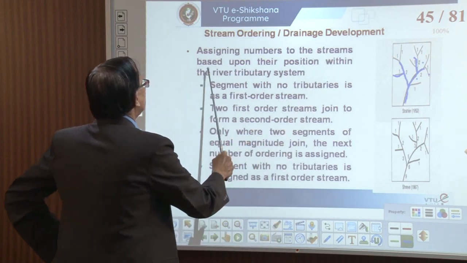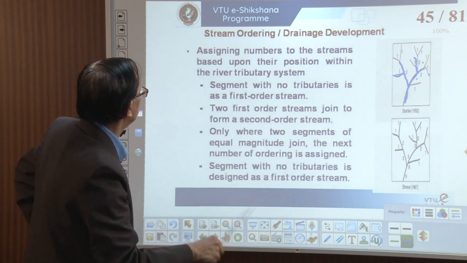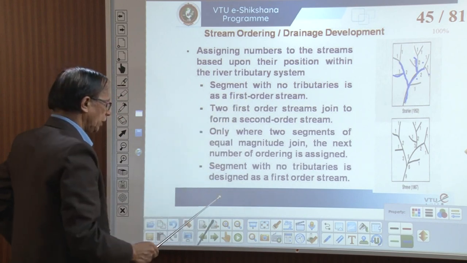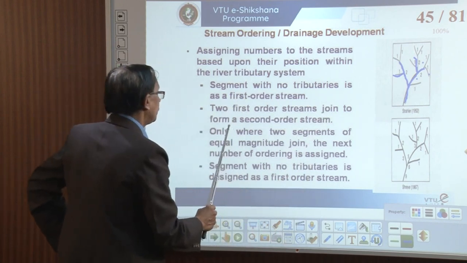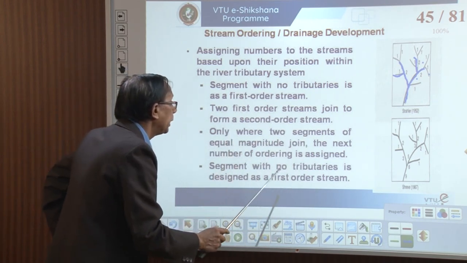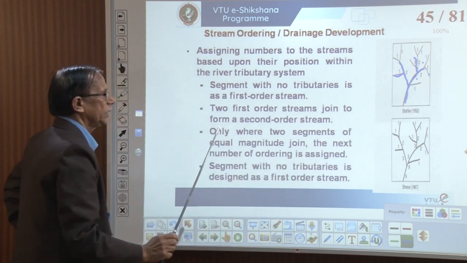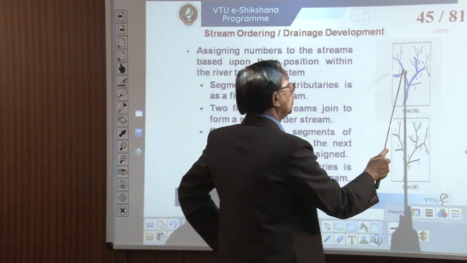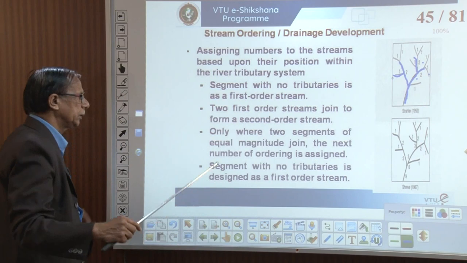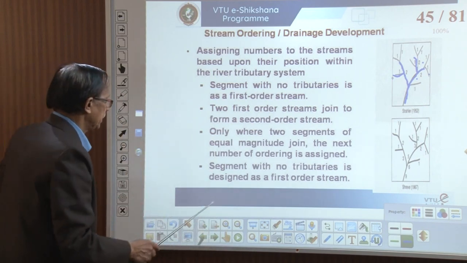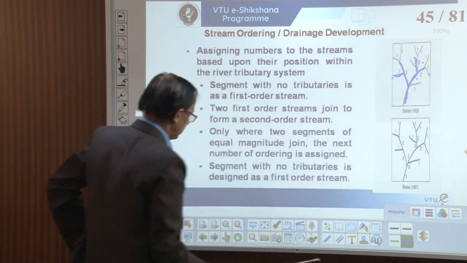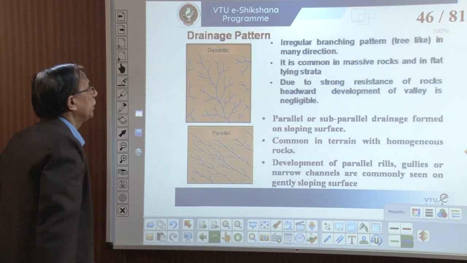Assigning numbers to the streams based upon their position within the river tributary system. A segment with no tributaries is a first order. Two first order streams joined form a second order and so on. Only where two segments of equal magnitude join, the next number is assigned. First and first join 2, 2 and 2 join 3, 2 and 1 no change. A segment with no tributaries, with no further branching, is the first order. This is the scheme of ordering.